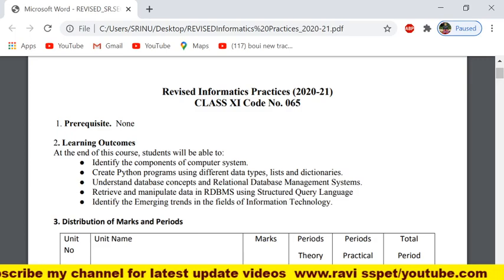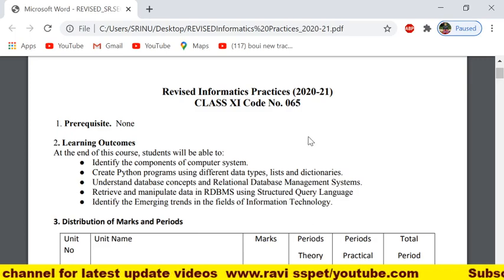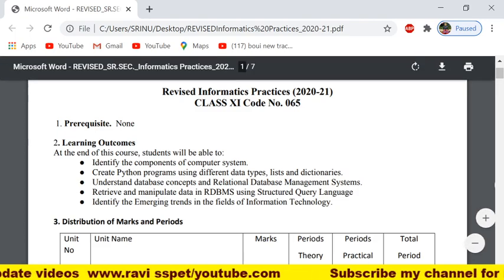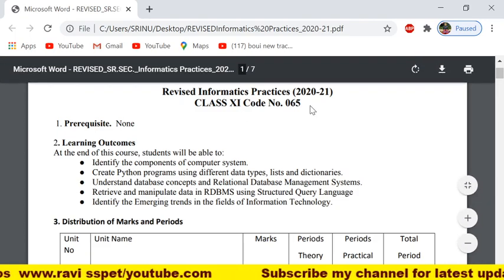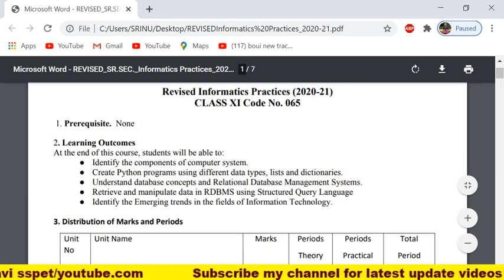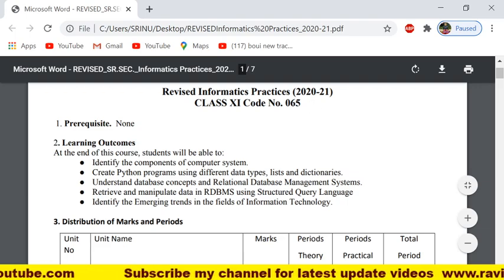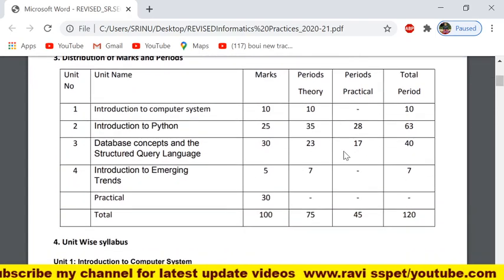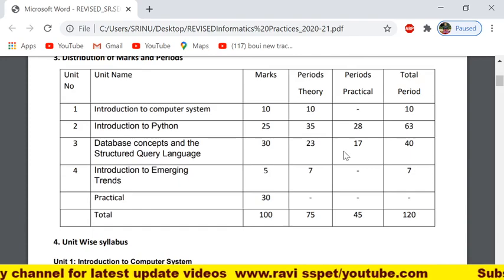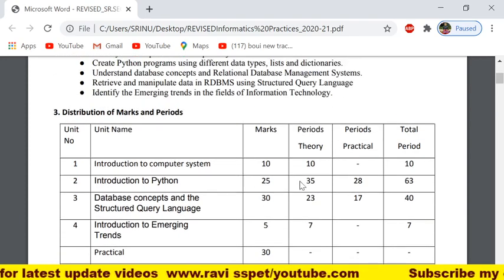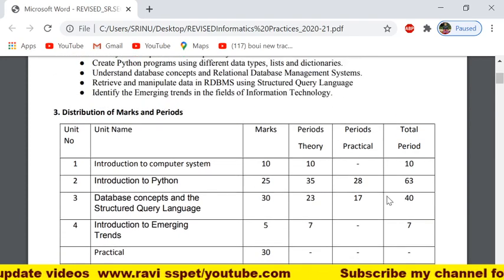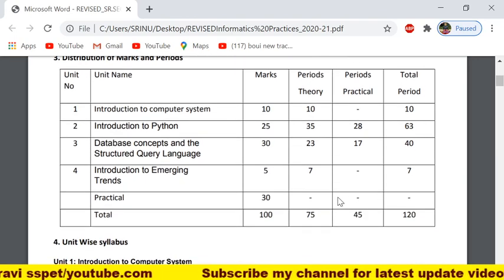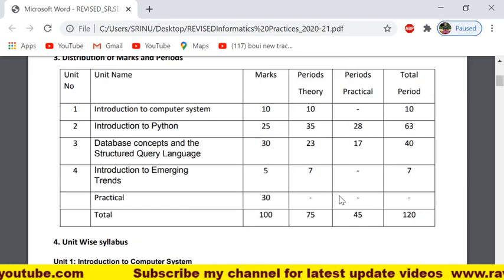Now let us see. This is the official curriculum from CBSE. Revised Informatics Practices 2020-21, Class 11, Code number 065. This is the syllabus of Class 11 CBSE: Introduction to Computer System, Introduction to Python, Database Concepts and the Structured Query Language, and Introduction to Emerging Trends.